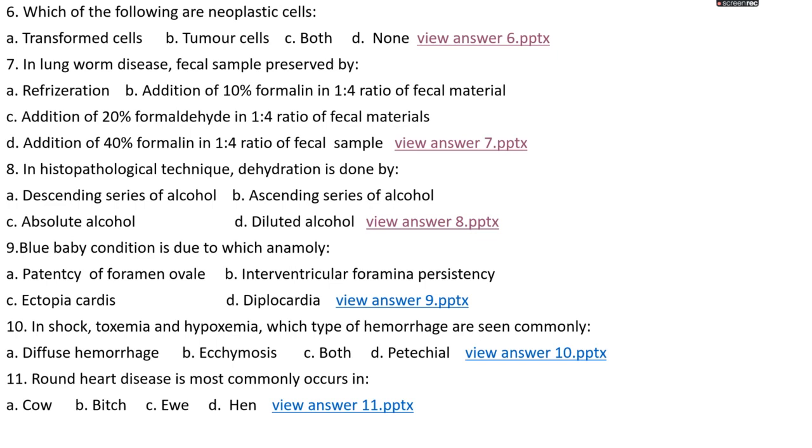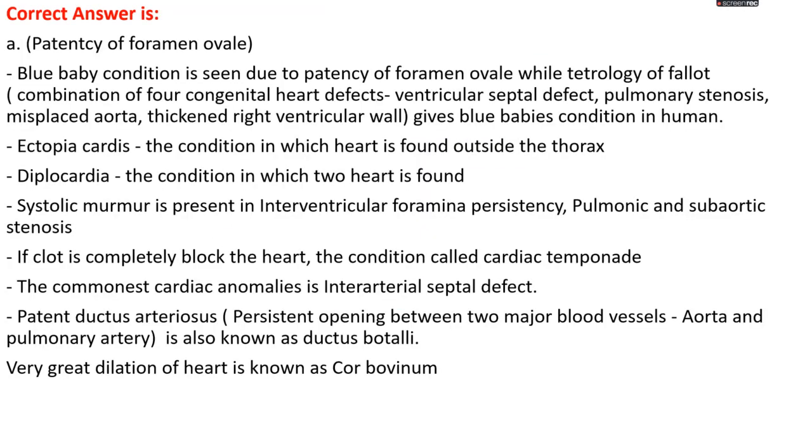Okay. Question number 9. Blue baby condition is due to which anomaly? Option A, patency of foramen ovale. Option B, interventricular foramina persistency. Option C, ectopia cordis. Option D, diplocardia. The right answer is option A, that is patency of foramen ovale.